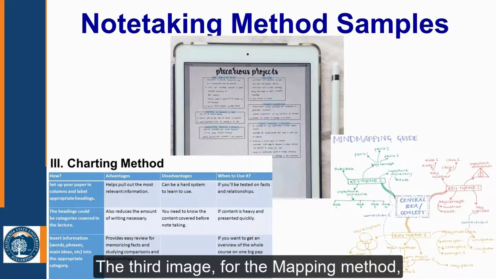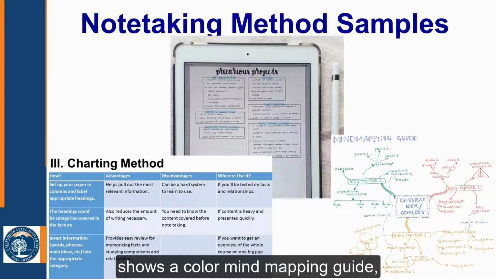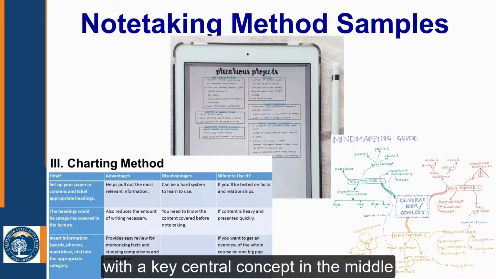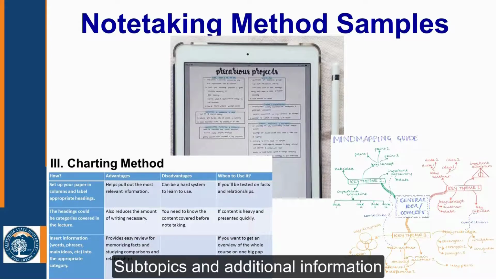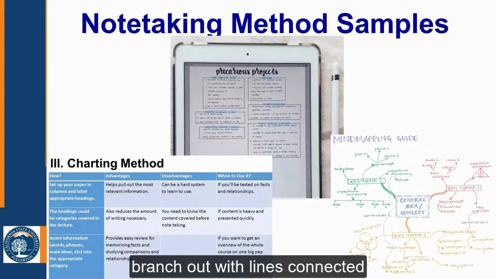The third image, for the mapping method, shows a colorful mind mapping guide with a key central concept in the middle and lines branching out from the middle concept. Subtopics and additional information branch out with lines connected to each subtopic.